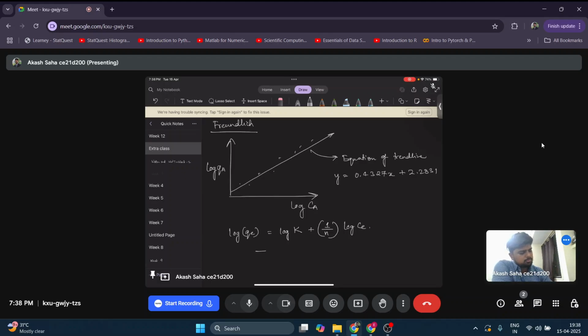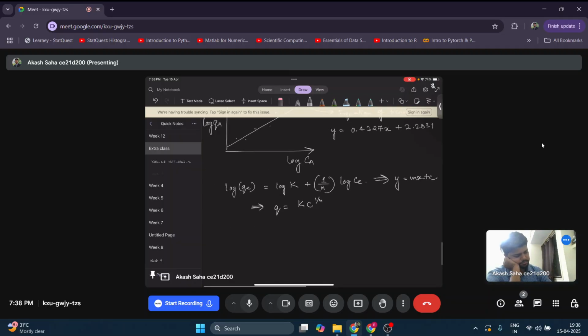So this actually comes from the equation Q is equal to KC to the power 1 by n. If you just take the log of this whole equation, you will get this. Okay, so this is also the same as y is equal to mx plus c. So m, or I shall say the slope, will be equal to 1 by n, which is 0.43.